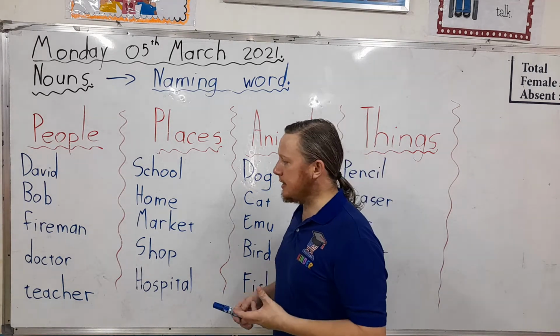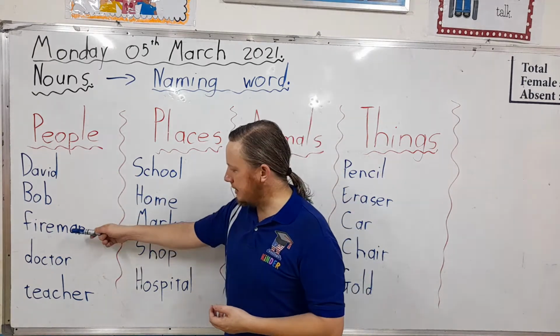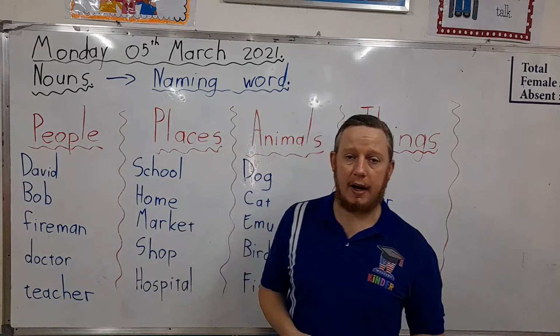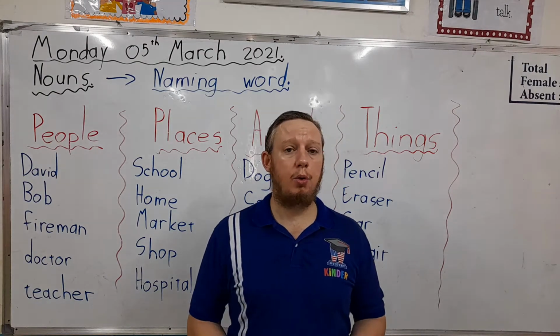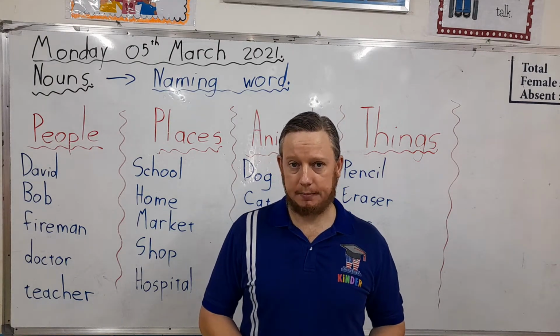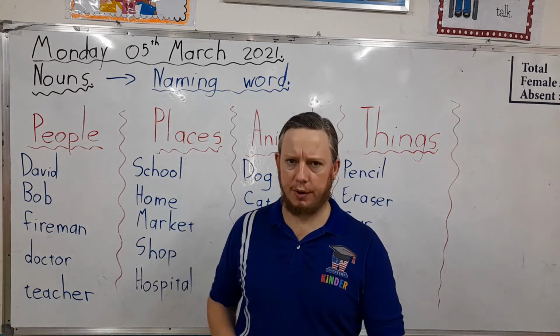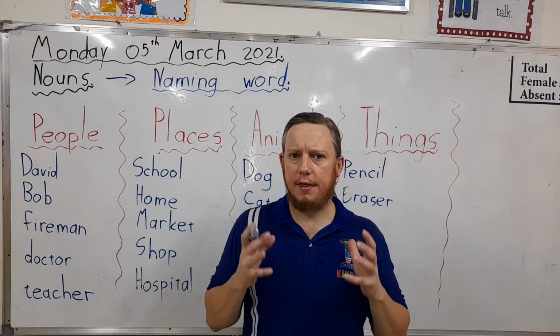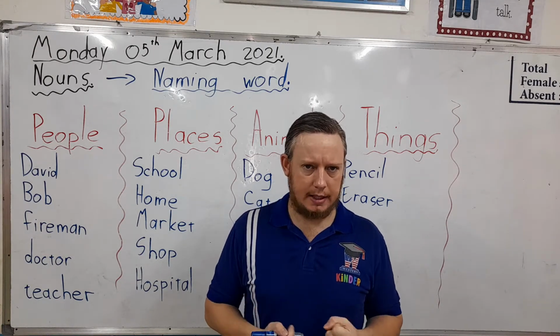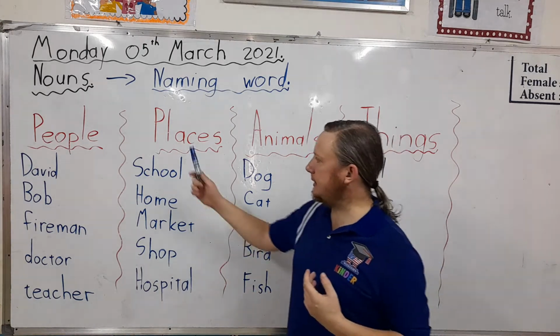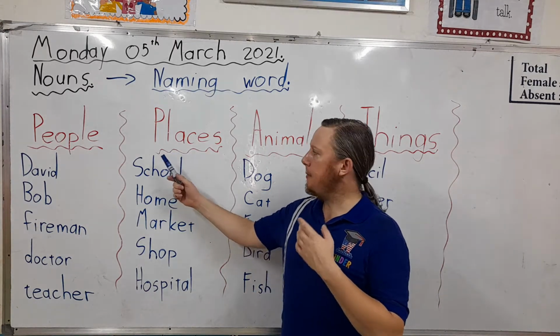So when we're reading in a sentence, if we see the name or we see an occupation like fireman or doctor, then we know how to make the sentences correctly. But we're going to worry about that more in grade 1. For now, let's just learn the fundamentals of what a noun is. So let's keep going. The second thing, let's practice again.